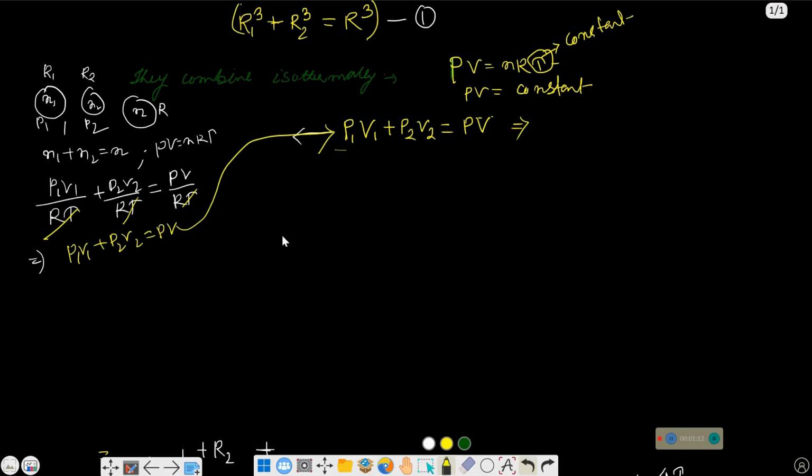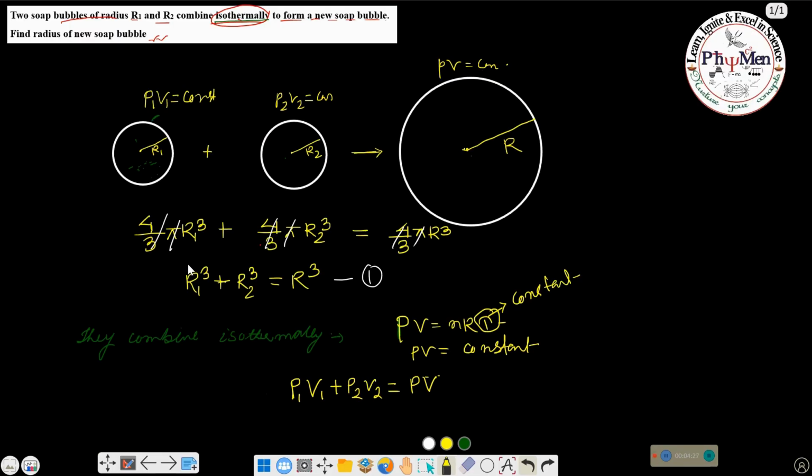Now if we put this in these equations, we can write it like this: P1V1 + P2V2 must be equal to PV. Means if we add V1 and V2, then this will remain constant.